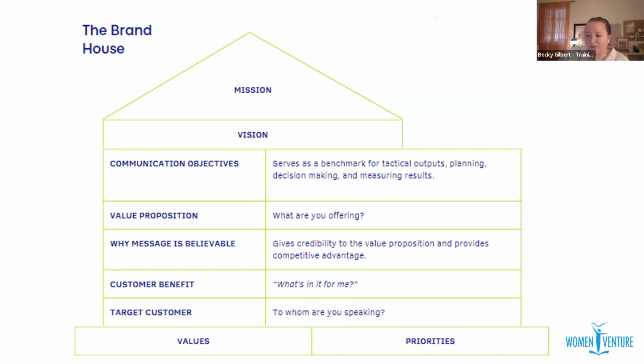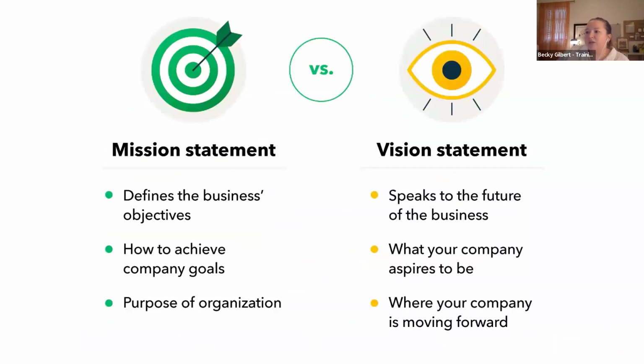And then values and priorities, I'm going to separate those in my example because it's easier to see with examples. But first, I want to differentiate what a mission statement and a vision statement are, because I'm going to give you a chance to work on your own. I pulled this from the SBA. A mission statement defines your objectives. It outlines how you plan to achieve your company goals, and it defines the purpose of the organization, or why you exist. A vision statement speaks to the future of the business, what your company aspires to be, and where your company is going.